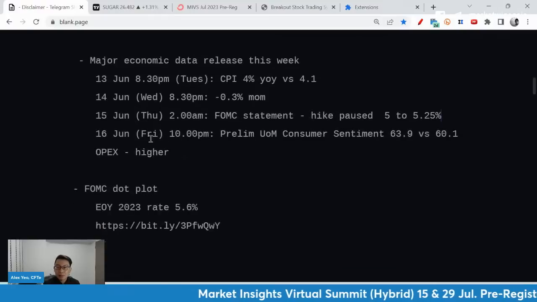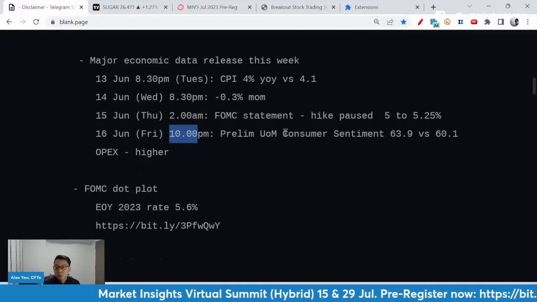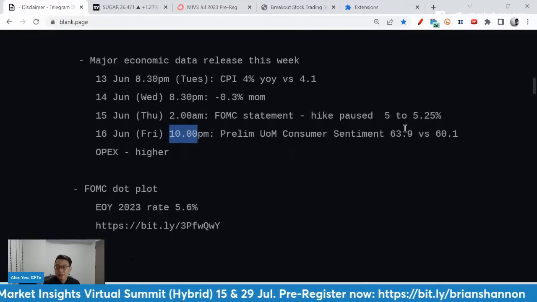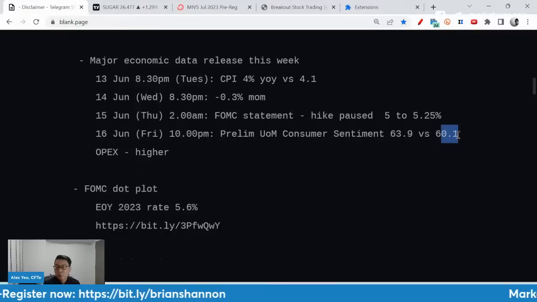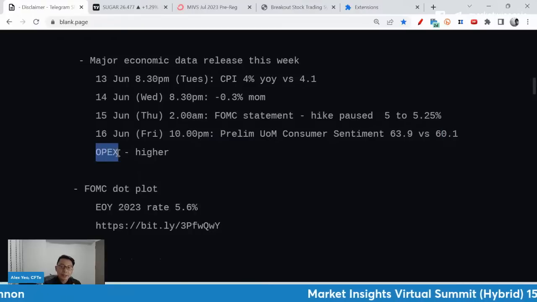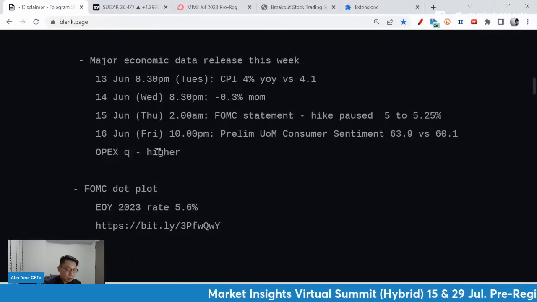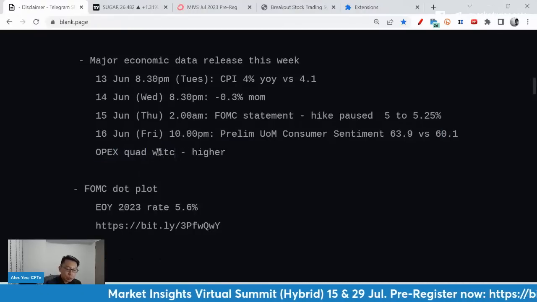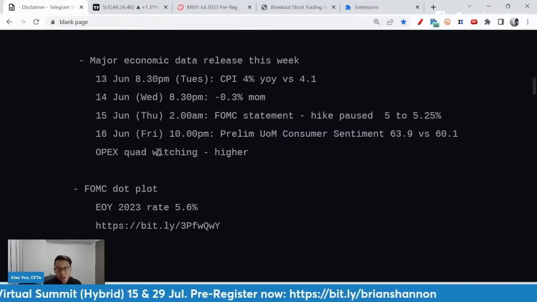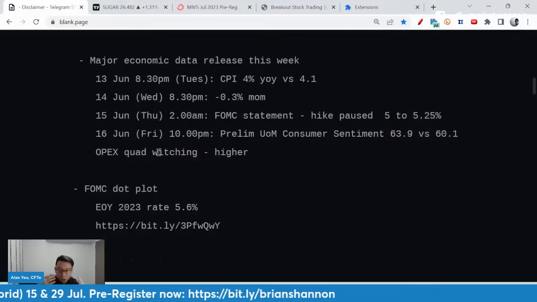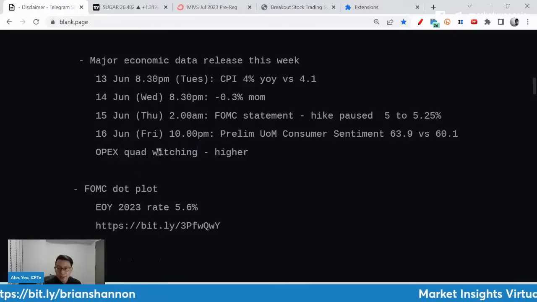All right. So of course, just now at 10 p.m., this consumer sentiment data just came out. Actually, the sentiment is pretty bullish. It's 63.9 versus 61.1, with a 60.1 forecast. And of course, today is actually not just OPEX. It is actually quadruple witching day. So for those who don't know what quadruple witching day is, it is where all the stock options, index options, and futures options expire on the same day, on tonight's Friday.